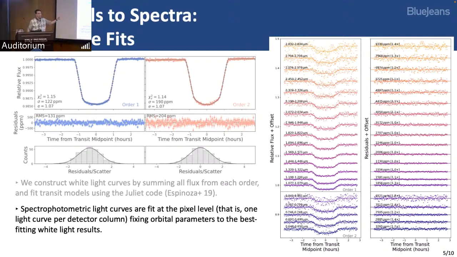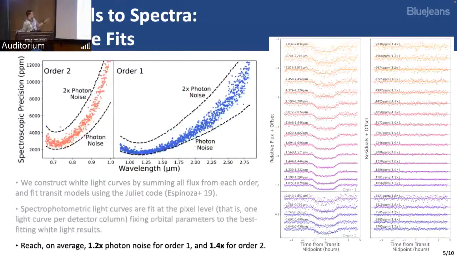On the right-hand side of that panel, there are the transit fit residuals with the out-of-transit scatter in parts per million, as well as the multiple above photon noise. Another way to see those photon noise numbers is with this plot here. I'm showing the out-of-transit residuals across the entire wavelength range for order 1 and order 2 compared to the photon noise estimates. On average, we're around 1.2 times the photon noise for order 1 and about 1.4 times the photon noise for order 2.